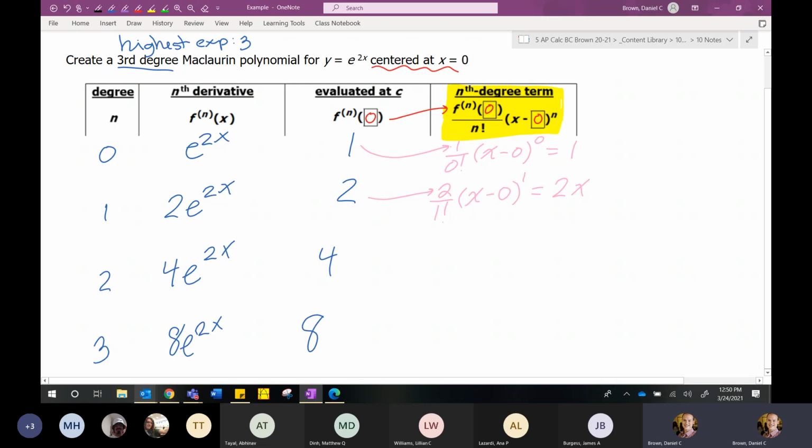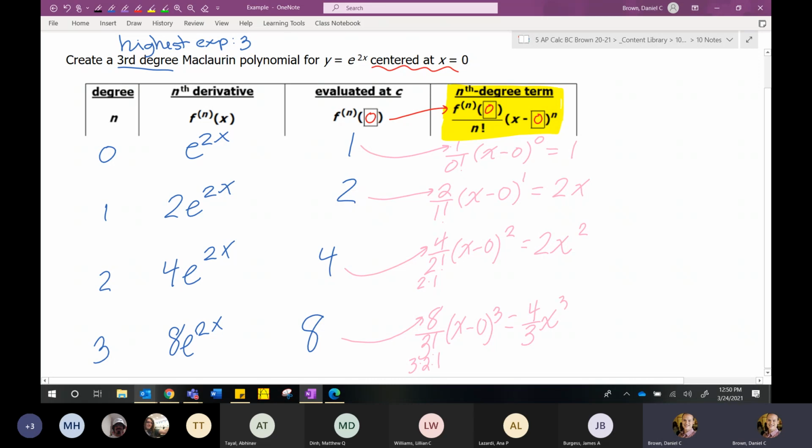Repeating that, so we got the second derivative was 4, divided by 2 factorial. That's going to be x minus 0, this is the squared term. Well, 2 factorial is 2 times 1, so 4 divided by 2 is 2, and I get 2x squared. And then last one, we have 8 divided by, this is the third degree, third factorial, x minus 0 cubed. Simplifying it, 3 factorial is 3 times 2 times 1. So I might be like, okay, 8 divided by 2 is 4, so I have 4/3 x cubed.